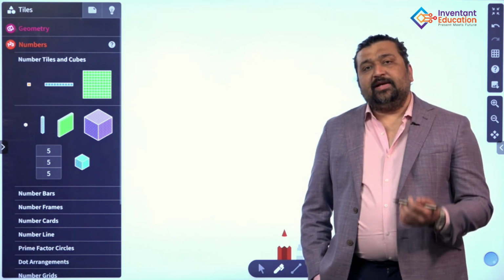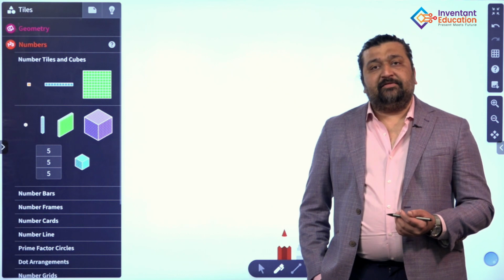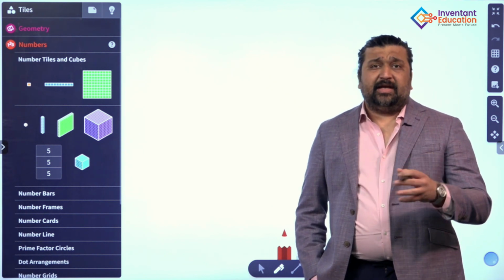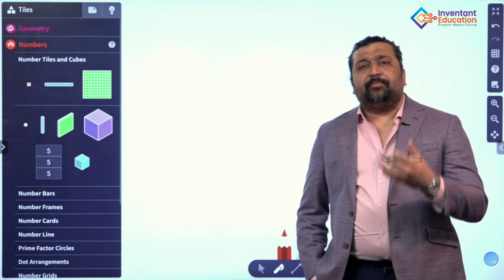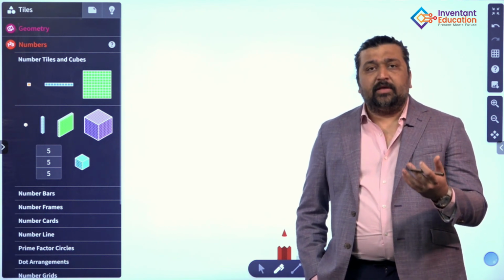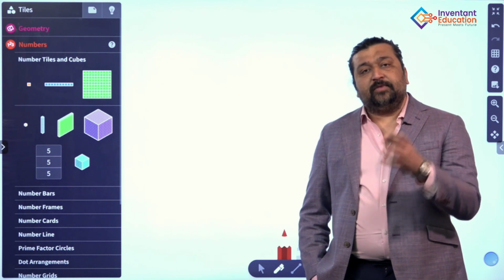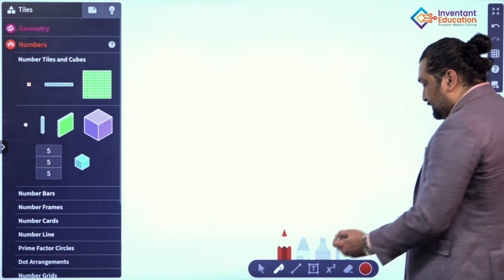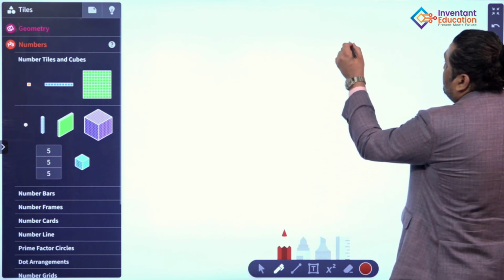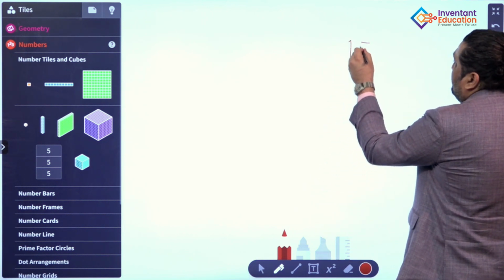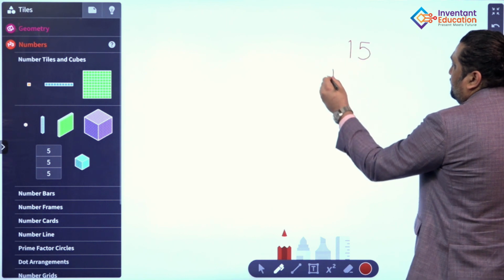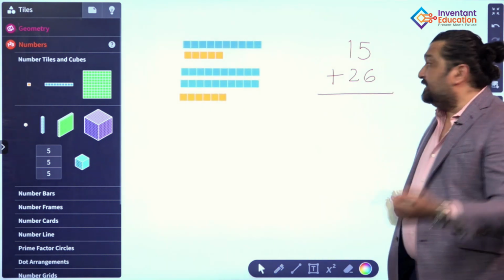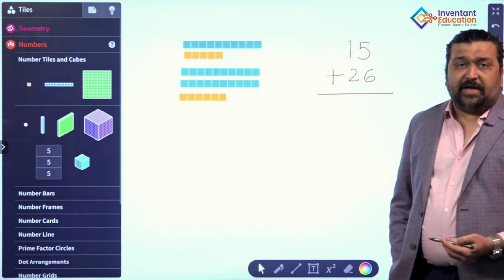Alright, now let us consider one example in which we have to do regrouping for addition. This thing is very tricky, and often we show it like a process which students follow. But if we use manipulatives, we can actually show tens and ones and explain these things better. So I am taking two numbers, say 15 plus 26. Let us consider addition of 15 and 26.